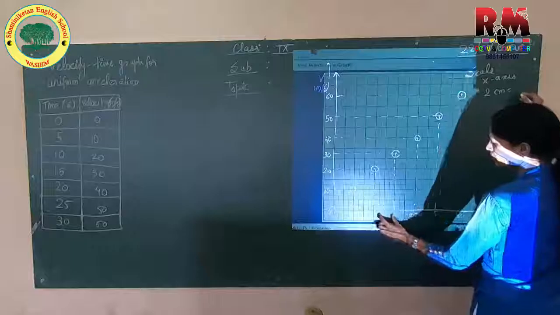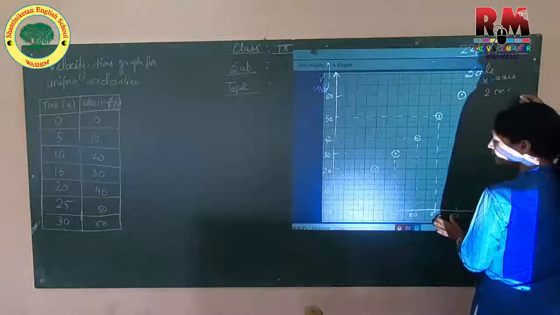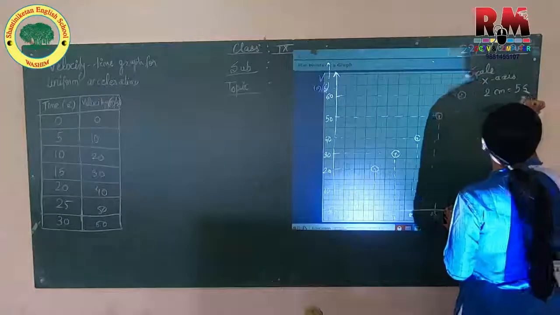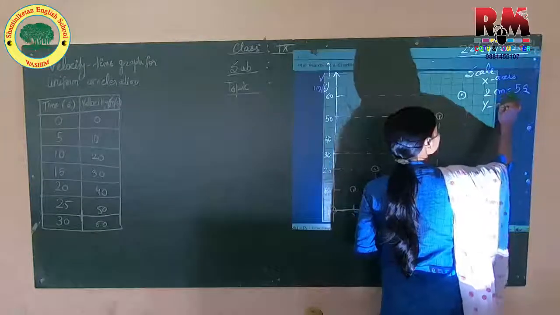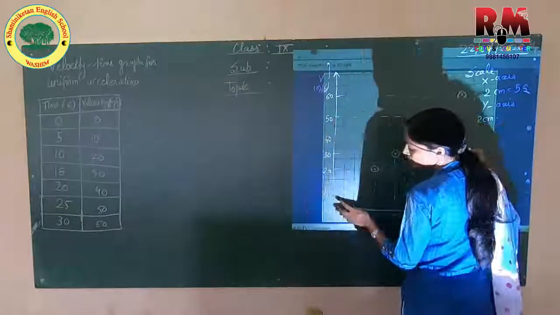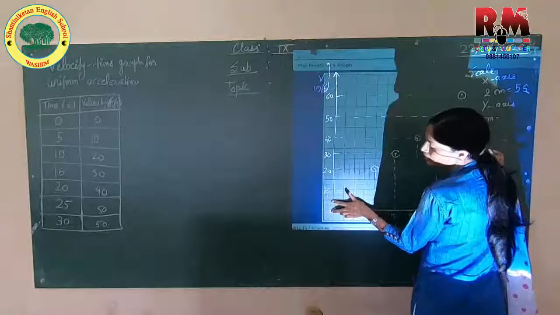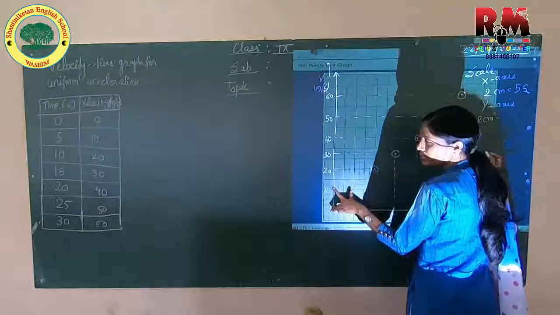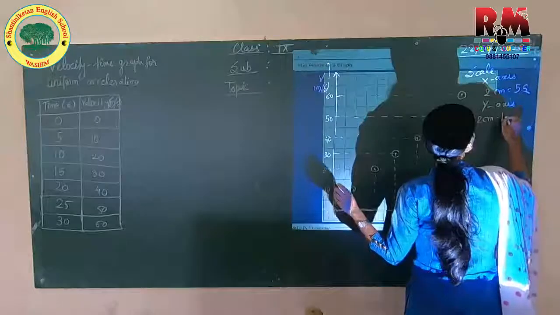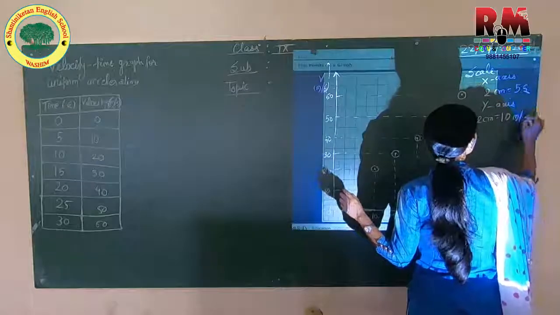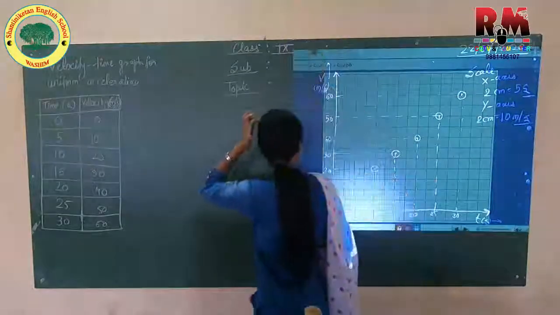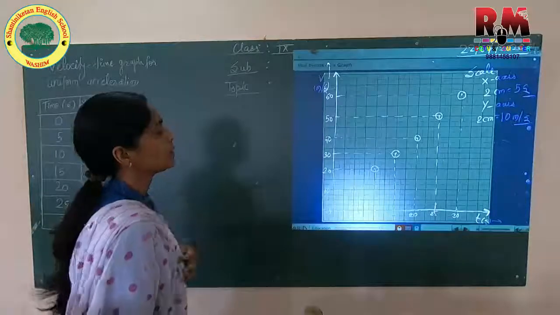What is the difference between each time? What is the time interval of 5 seconds? So 5 seconds. Again, y-axis, it's 2 centimeter. Already we know that we have used 2 boxes, each box of 1 centimeter. Hence this becomes 2 centimeter. And what is the difference between velocity? 10 meter per second. Children, make sure you are writing the unit. Okay, so we have completed till here.